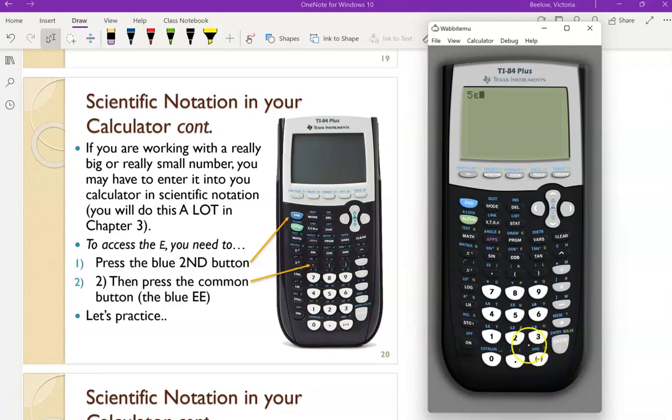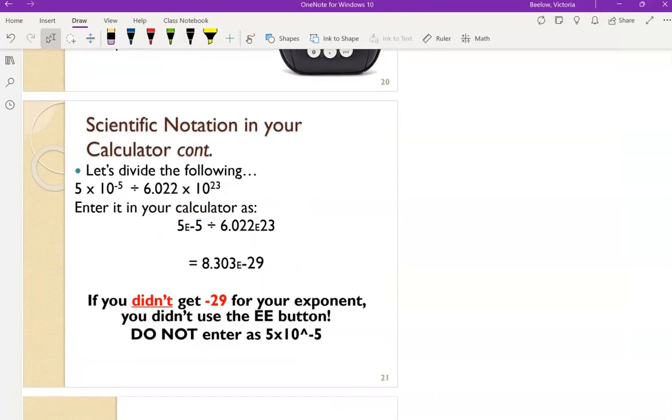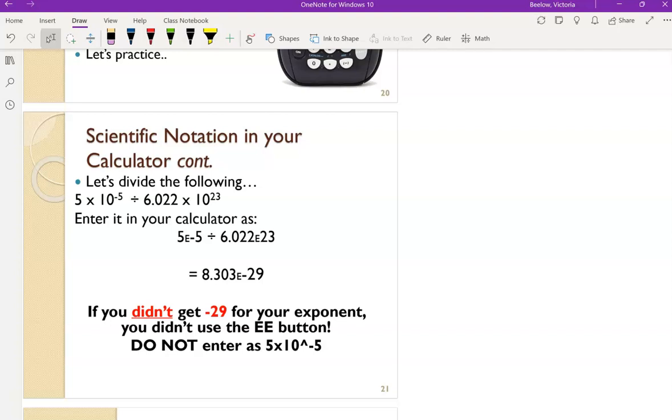Now make sure that you hit the negative and not the minus button. The negative button's right down here under the 3, and then 5. So if I enter it, it'll look like this. Your calculator starts to default to this method once you start to get into really small numbers. So go ahead in your calculator and try this right here to see if you get the same value.